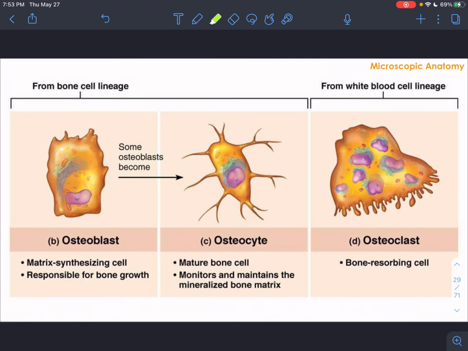So osteoblasts are the matrix-synthesizing cells responsible for bone growth. Remember, blasts build. Osteocytes are the mature bone cells. They monitor the matrix. Osteoclasts, think chew. They're the bone-resorbing cells responsible for breaking down the bone.